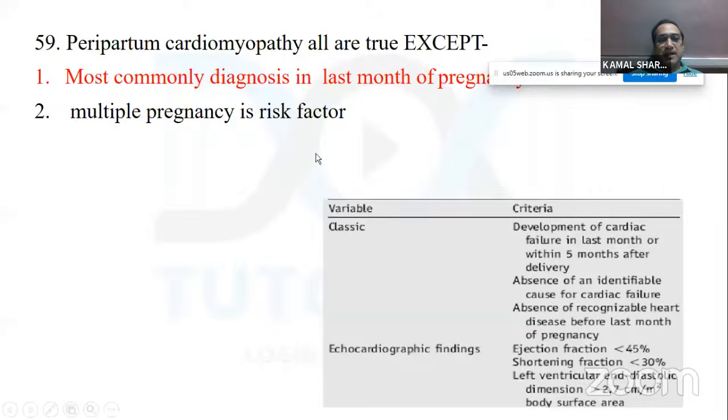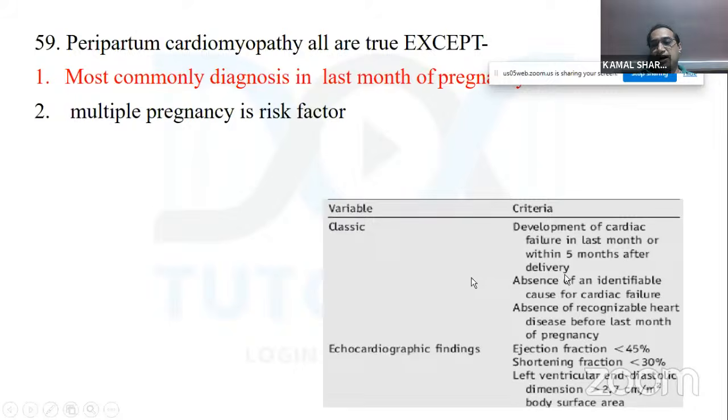Another question was on peripartum cardiomyopathy. All are true except. Now, here they said it is most commonly diagnosed in the last month of pregnancy. No, most of them come peripartally. Some of them come actually immediately postpartum. So most often the diagnosis is not in the last month of pregnancy. Actually, we know that it develops in the last couple of weeks most of the times, though it can happen in the last month anytime, but usually it's peripartally that you pick it up. Multiple pregnancy is of course a risk factor, we know, and there were some other options given which were all correct. So incorrect was last month development of cardiac failure. So this is the classical diagnostic criteria.